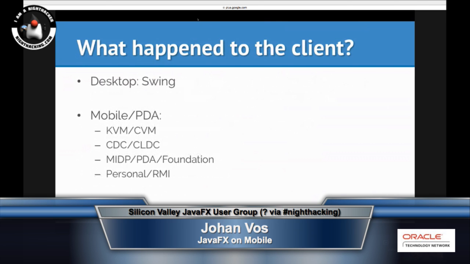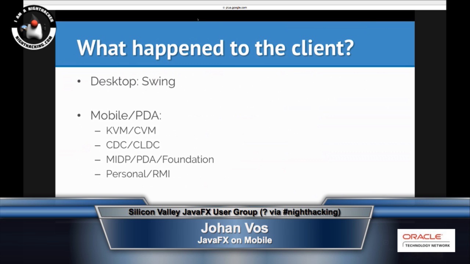So in the meantime, while most of the developers were switching to Java on the server, what happened to the client? Well, on the desktop, people were still using Swing, but on mobile and PDA, you had quite a lot of choices. So you could have a virtual machine, the KVM or the CVM. I probably missed some acronyms. KVM was really small, CVM was a bit bigger.